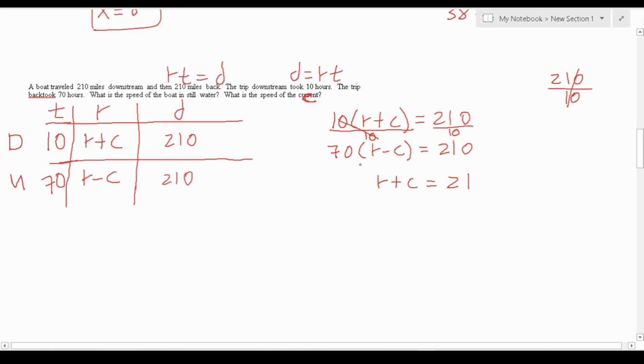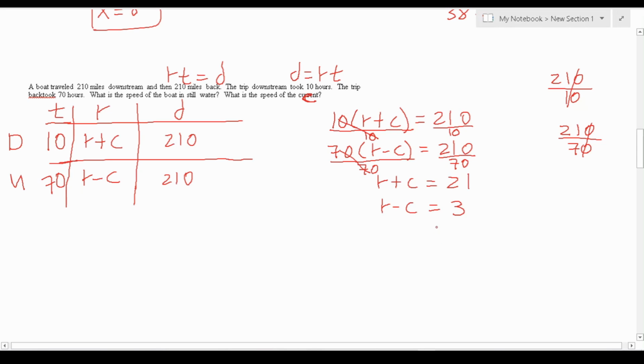And similarly, if I wanted to reduce this bottom equation, I can take this half of the equation and divide it by 70. And what I do to that side, I have to do to the other side of the equal sign. 70 divided by 70 would cross out, just leaving me with r minus c. And then we would have this left, 210 divided by 70. We can cross out these zeros, which leaves us with 21 divided by 7, which is 3.